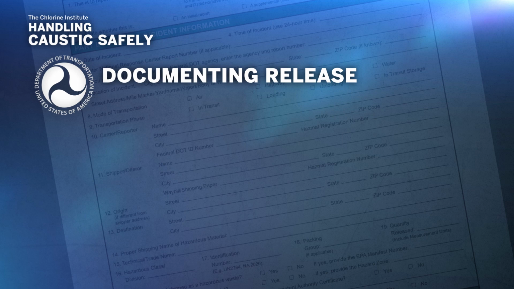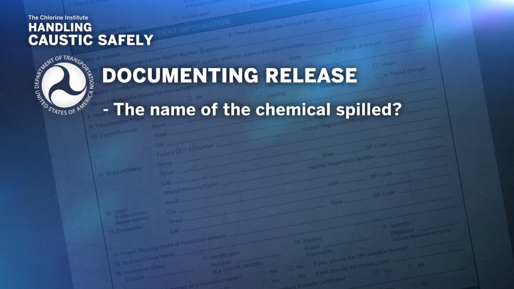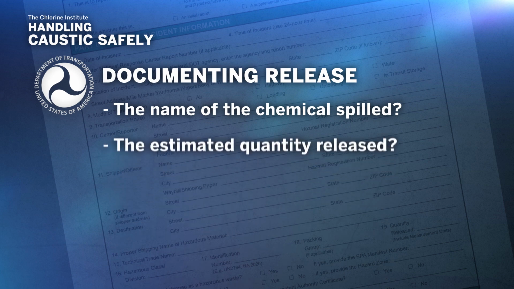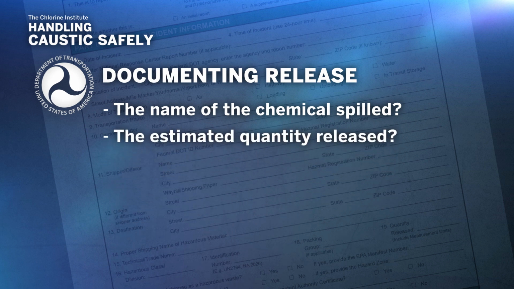Documentation of the incident is important. You should expect to supply the following information. What is the name of the chemical spilled? In this case, it's either sodium hydroxide or potassium hydroxide. What was the estimated quantity released?